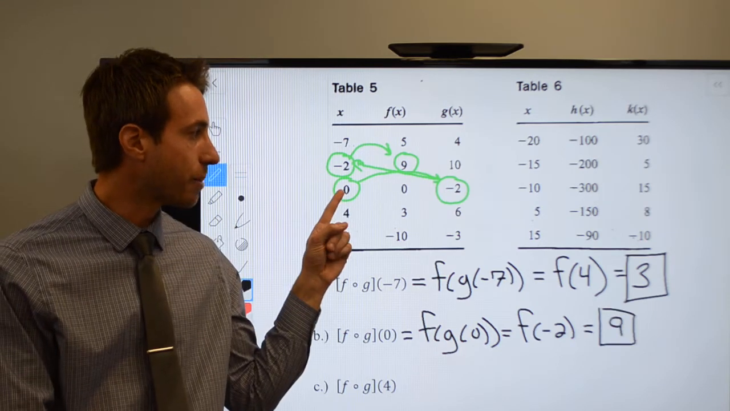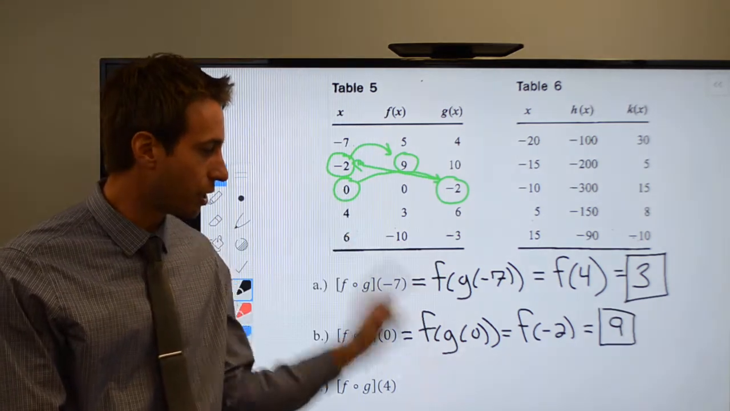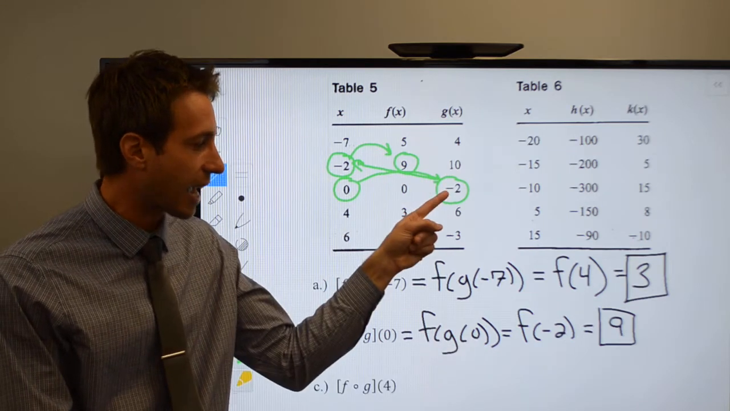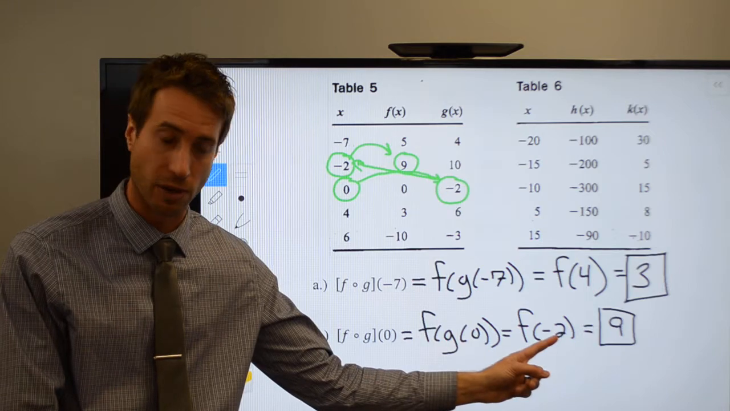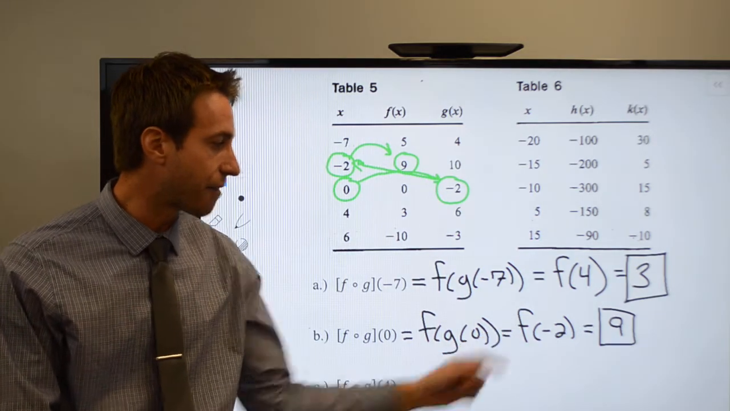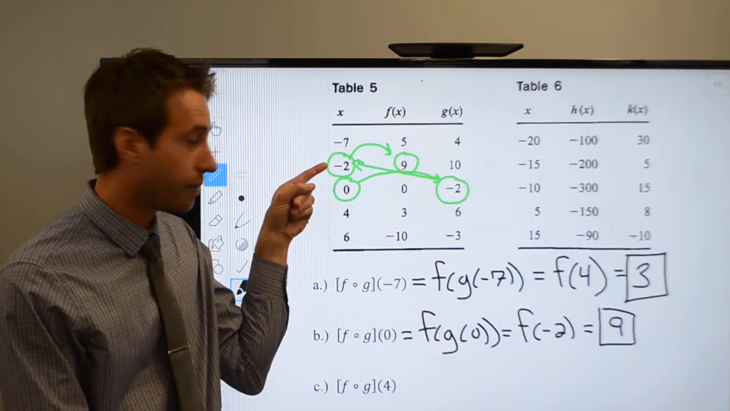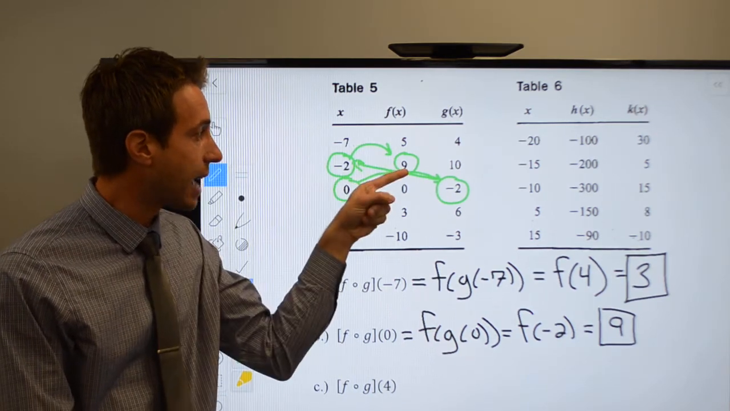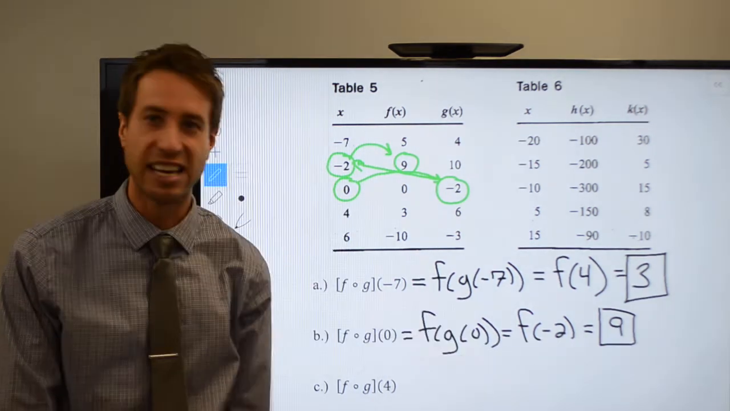Again, start with your domain value, go to whichever function they tell you to go to first. 0 of g, I'm plugging 0 into g. Plug 0 into g, I get negative 2. That's where the negative 2 comes from. Now I'm going to plug that negative 2 into f. So I need to find that domain value. There it is, right? That x equals negative 2. Plug that into f, and f gives me back a 9.